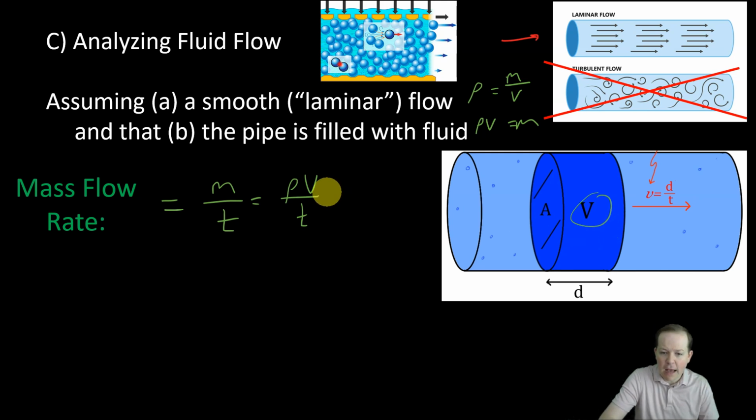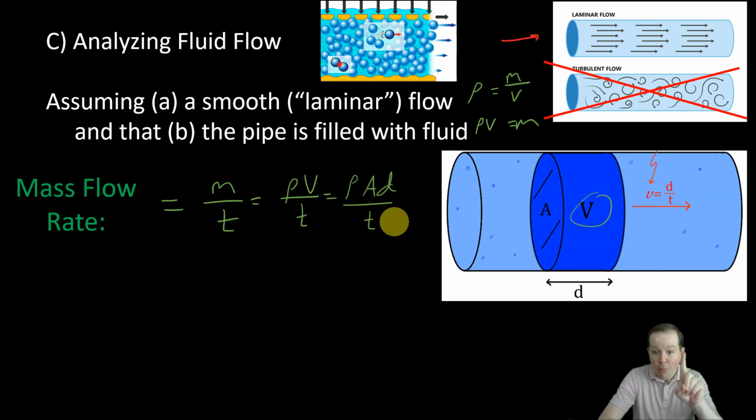I can go one more step. Volume for any object, any shape, is some version of base times height. This looks like a cylinder of water. I have a cross-sectional area here, and this cylinder has some height or width. The total volume, I'm going to keep my density, is based on this cross-sectional area times this distance. A times d, that's representing the volume. And then one more step, team. Distance divided by time.